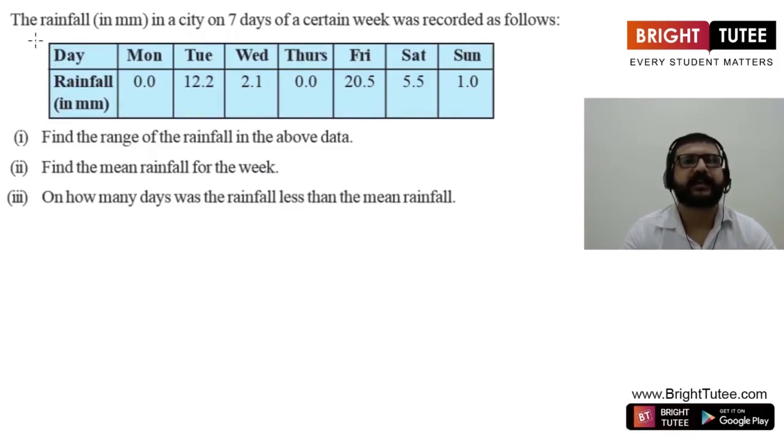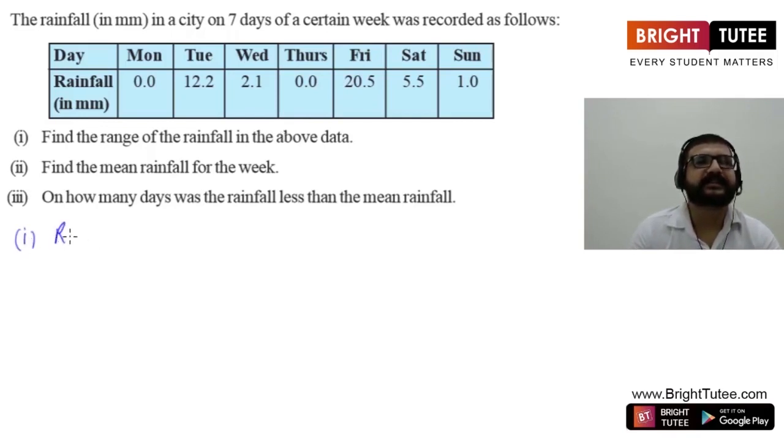The question here is, the rainfall in millimeters in a city on 7 days of a certain week was recorded as follows. Days are given here and rainfall in millimeters is also given here. First of all, we have to find the range of the rainfall in the above data. That is, we have to find the range of this data.